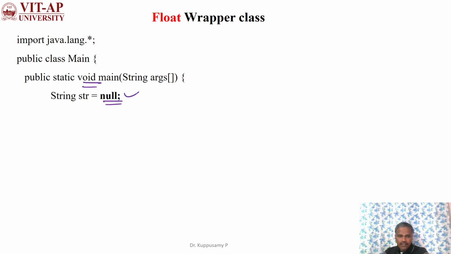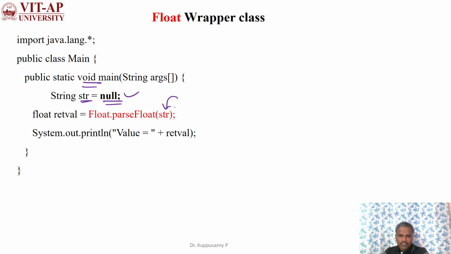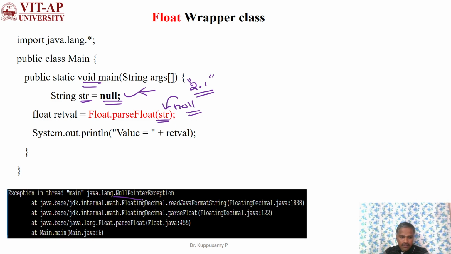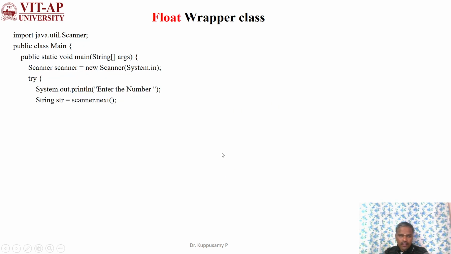Then one more example is given here. We are assigning the null value to the string, and then that null is passed as an argument here. So again an exception will occur. Actually, we should pass a numerical number as a string, but here we are passing a null value. So here also we will get an exception, that is a NullPointerException. If you handle that exception by using try-catch or throws, then we can handle it and the statement below will execute. But here we did not handle that exception, so it stops the execution.